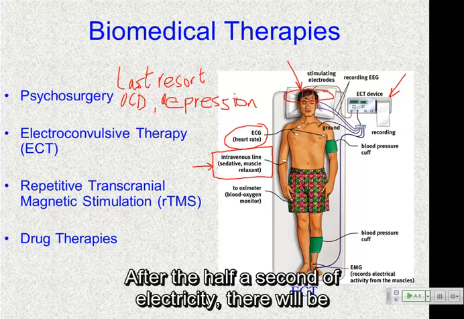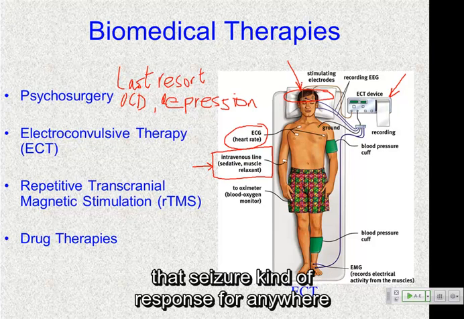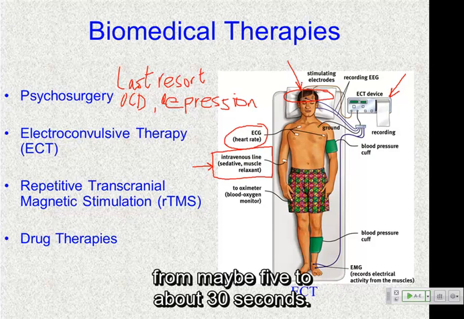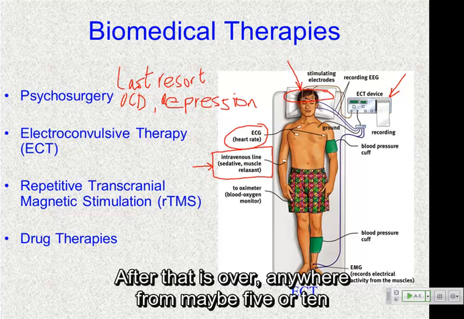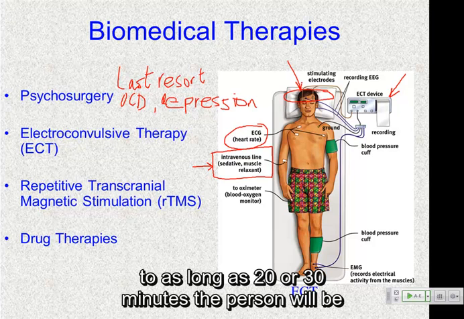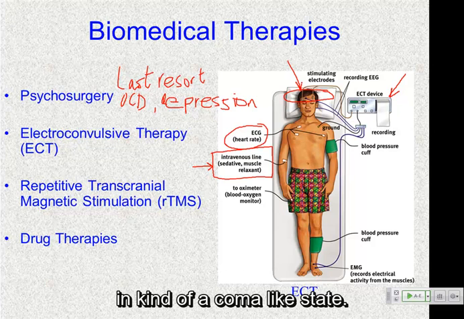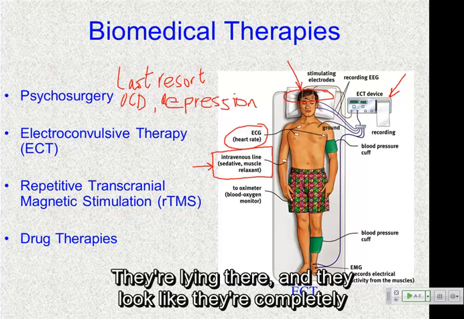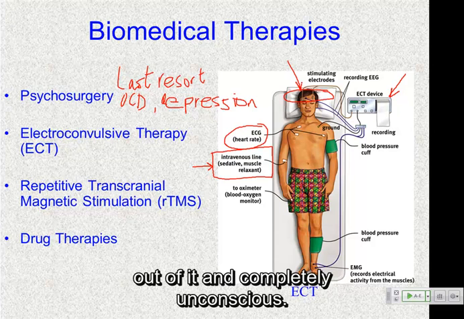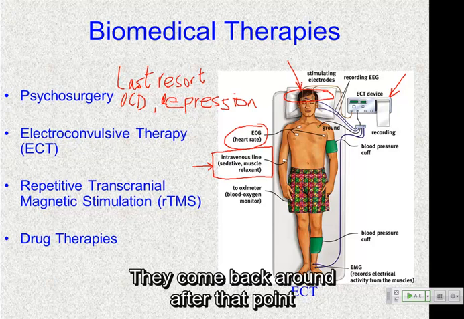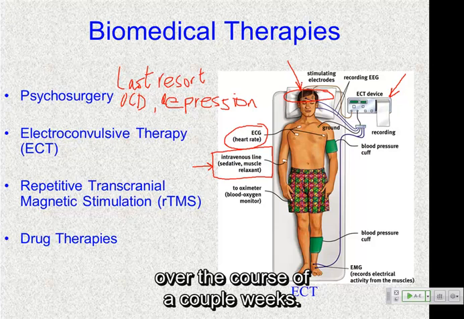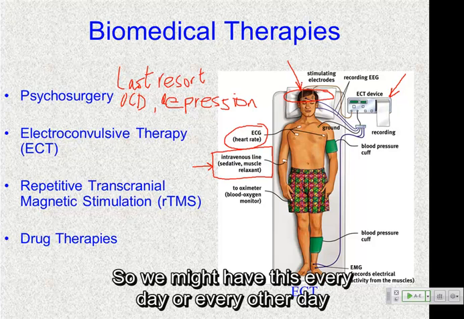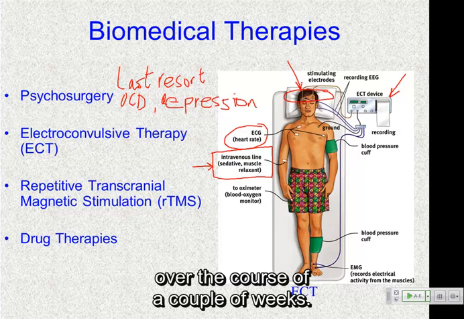After the half a second of electricity, there'll be that seizure kind of response for anywhere from maybe 5 to about 30 seconds. Okay? After that is over, anywhere from maybe 5 or 10 to as long as 20 or 30 minutes, the person will be in a kind of a coma-like state. They're lying there and they look like they're completely out of it and completely unconscious. Okay? They come back around after that point, and typically this treatment is done 6 to 10 times over the course of a couple of weeks. So we might have this every day or every other day over the course of a couple of weeks.